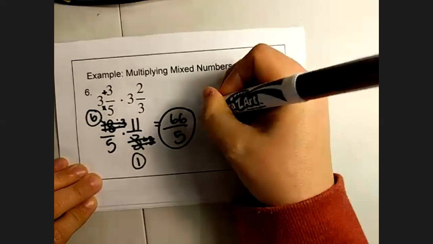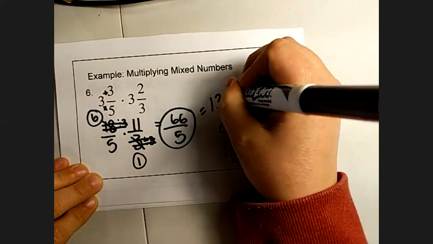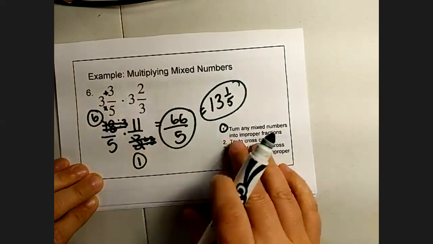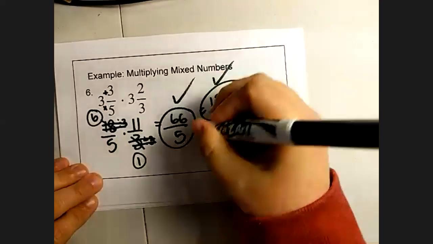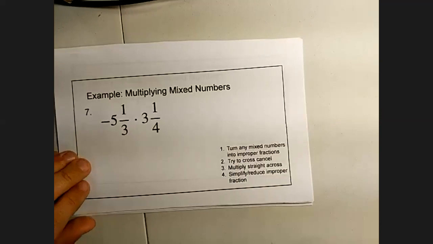So I can leave my answer like that, or if I wanted to, I can change this to 13 and 1/5. Okay? That's up to you. Either of those are okay. I would prefer this one, if I'm honest. In 8th grade, you're going to do a lot with improper fractions.